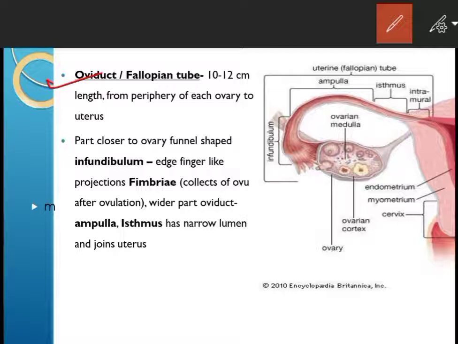These are two small tubes of 10 to 12 centimeter length lying on either side of the uterus near the kidney. These tubes carry the egg from the ovary to the uterus and also provide the appropriate environment for its fertilization. The fallopian tubes or oviducts show four regions, that is infundibulum, ampulla, isthmus, and the uterine part.